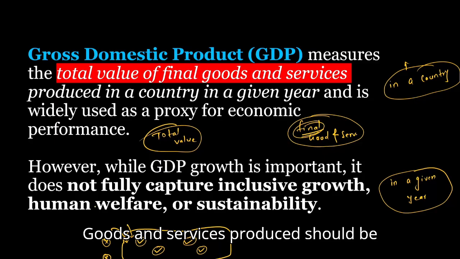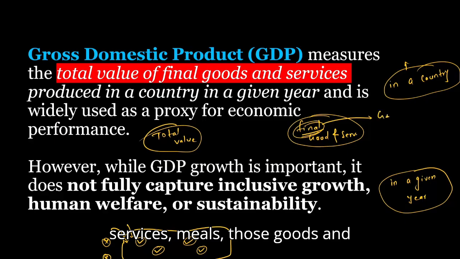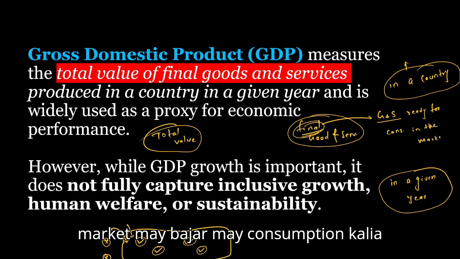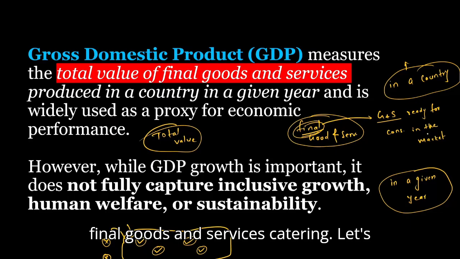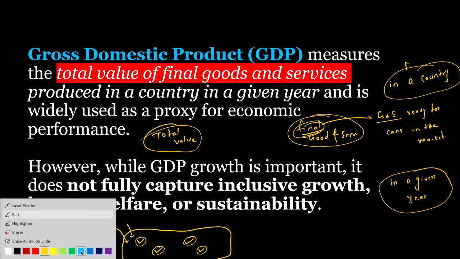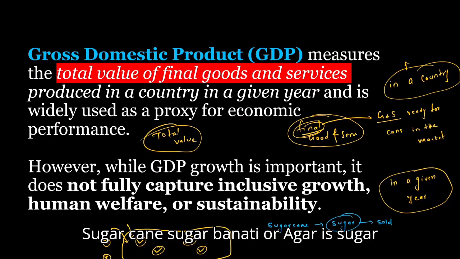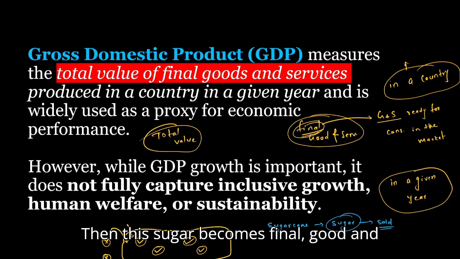Goods and services produced should be final, and final goods and services means those goods and services which are ready for consumption in the market. जो मार्केट में, बाजार में कंजम्पशन के लिए अवेलेबल है, वैसे गुड्स एंड सर्विसेज को हम फाइनल गुड्स एंड सर्विसेज कहते हैं. लेट्स अंडरस्टैंड दिस विद एन एग्जांपल. शुगर केन से शुगर बनाते हैं, और अगर इस शुगर को, इस चीनी को बाजार में बेचते हैं, then this sugar becomes final good and service.